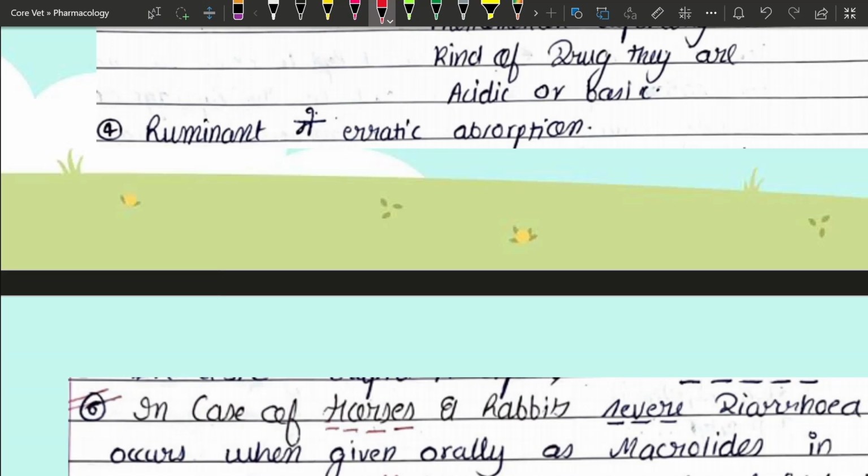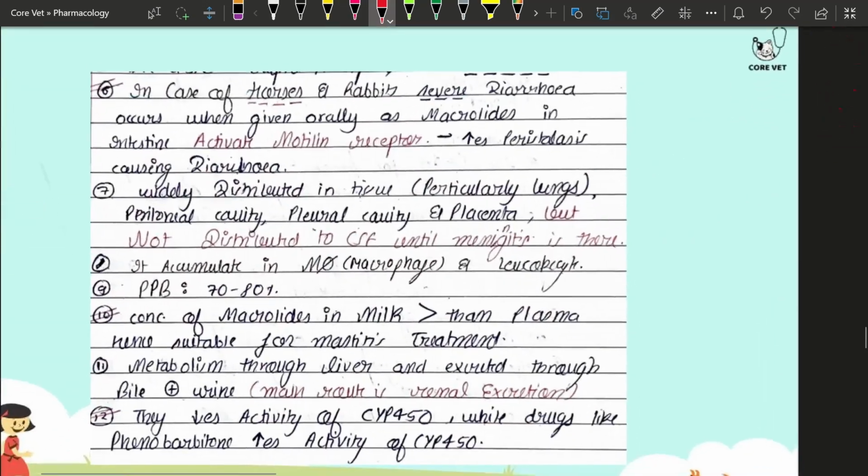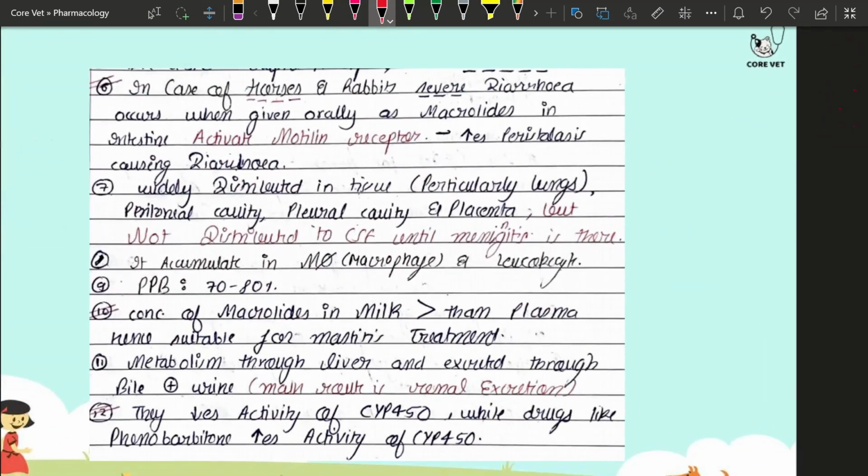If we talk about the ruminants, there is erratic absorption in the ruminants too. In the case of horses and rabbits, severe diarrhea is seen due to the macrolide when it is given orally, due to the increase in the activity of the motilin receptor that is there in the intestine, right? If the activity of the motilin receptor increases, what will it lead to? It will lead to rapid peristalsis, right? Rapid movement, right?